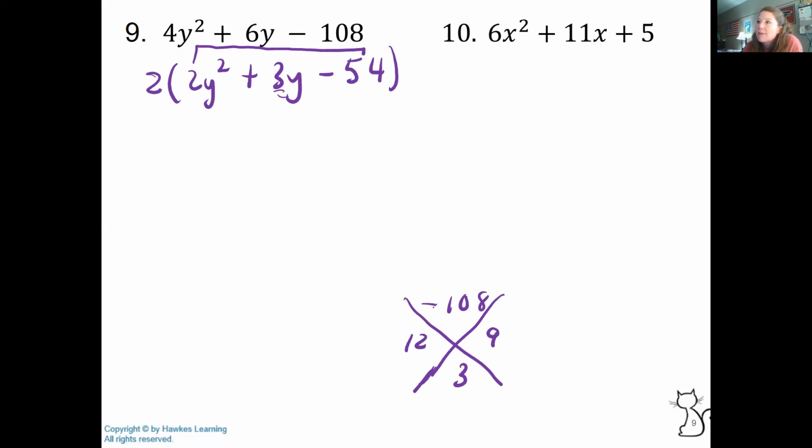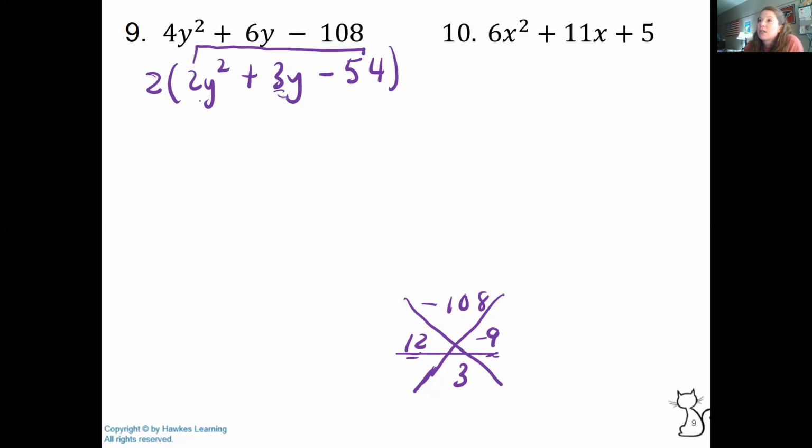Well, I know one of my numbers has to be negative, because a negative times a positive is a negative. So would my 12 be negative? Let's see, negative 12 plus 9, is that positive 3? No, that's negative 3. But what about this? 12 minus 9 is positive 3, and 12 times negative 9 is negative 108. So those are going to be our two middle terms.